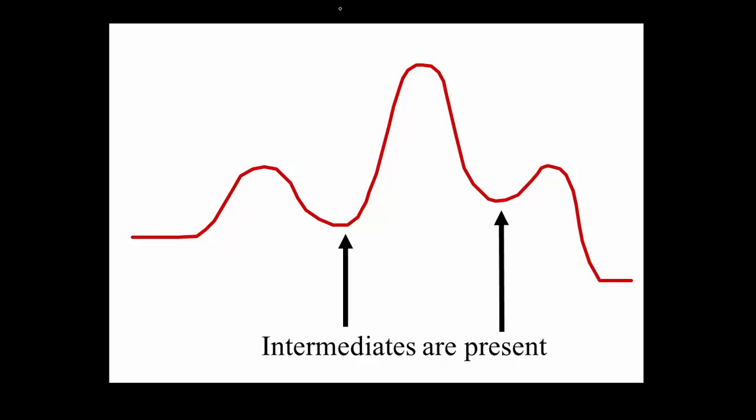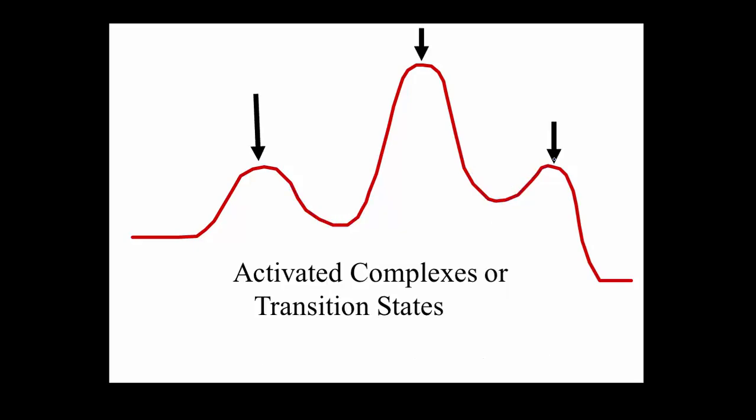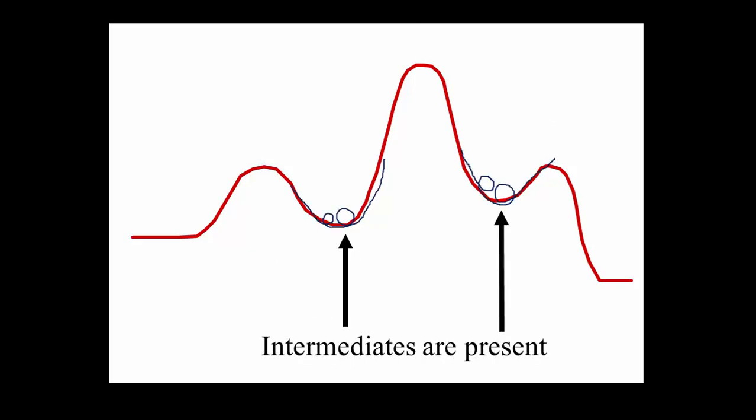These are your intermediates. These are things that are formed and then used up. Formed in this reaction and used up as you go to the next one. These are your three activated complexes. Activated complexes are not intermediates. You're never going to see activated complexes in a mechanism, only intermediates.